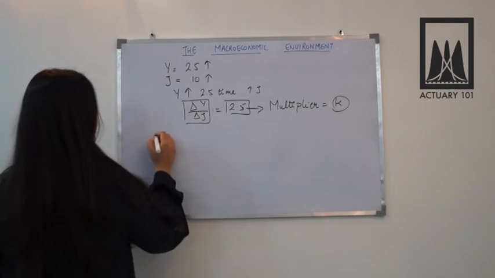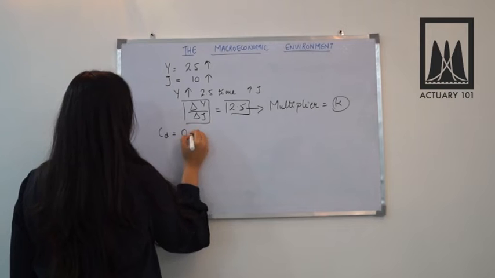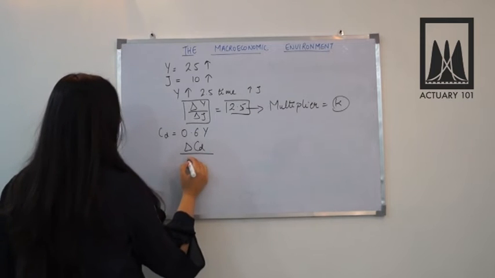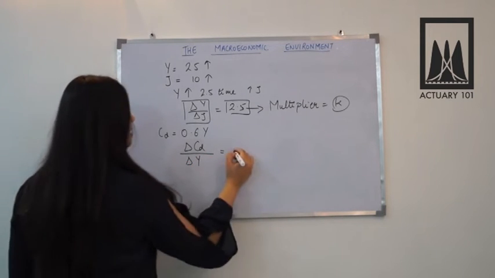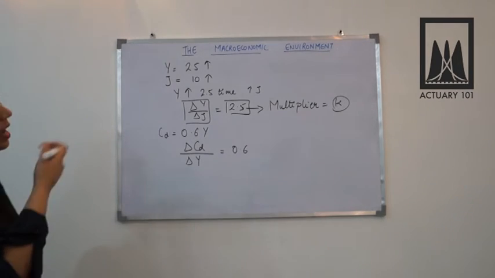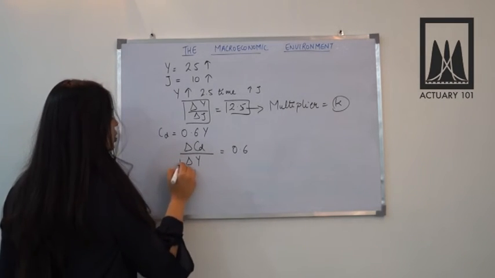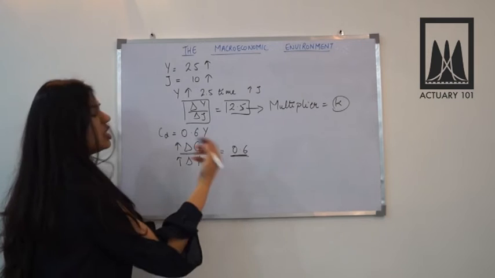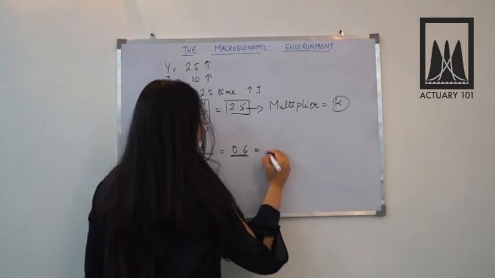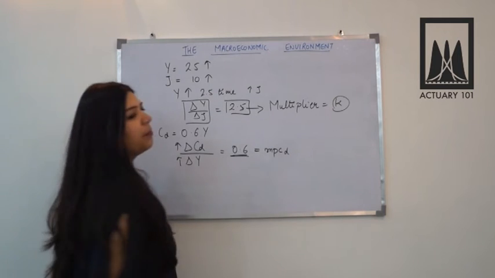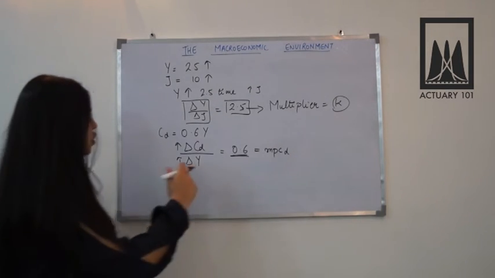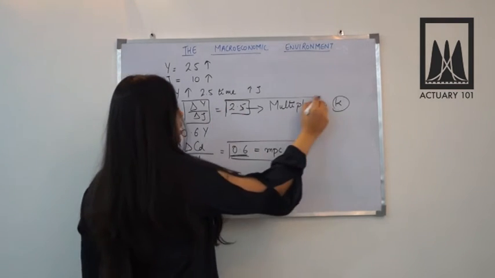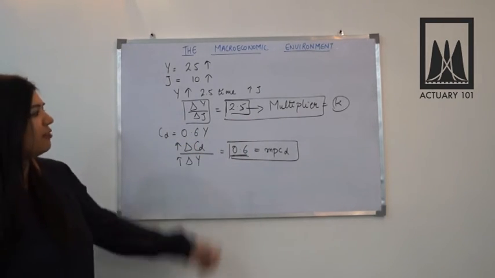Also, we know that CD is equal to 0.6Y. So can we also say that change in CD divided by change in Y is equal to 0.6? I can say this, right? So this means that due to a change in income, my change in consumption would be 0.6 times the change in income, right? And this is what we call the MPCD, which is marginal propensity to consume. So the marginal propensity to consume is 0.6 and the multiplier for national income is 2.5 in this case.